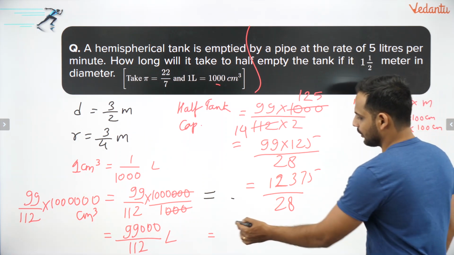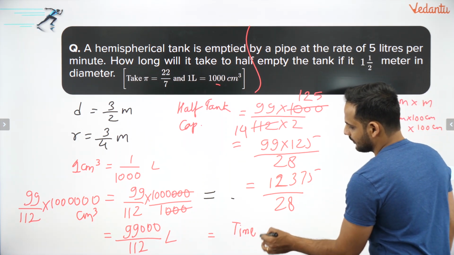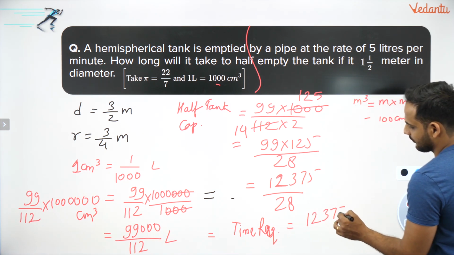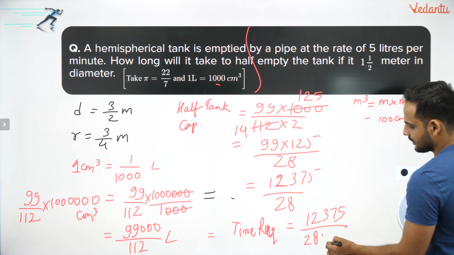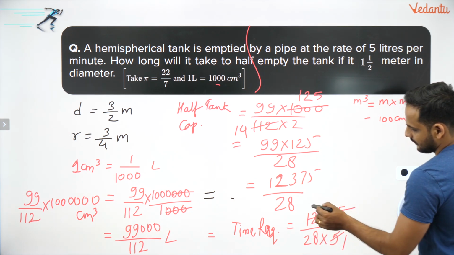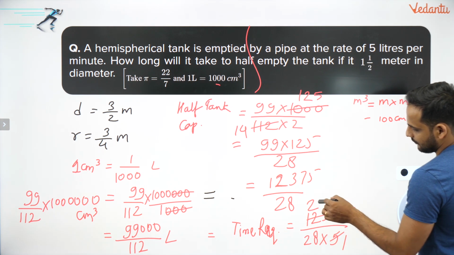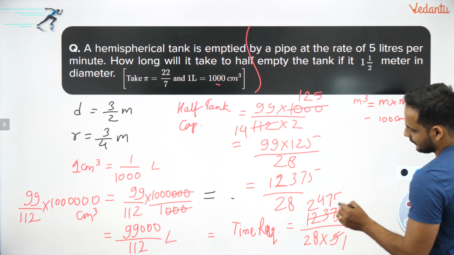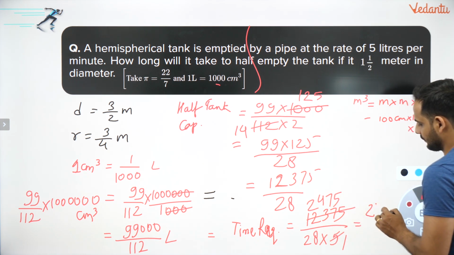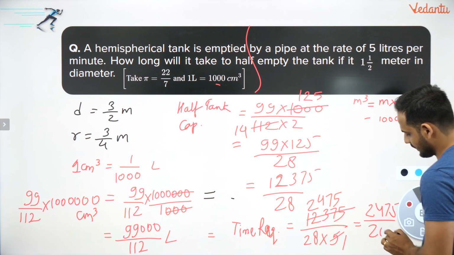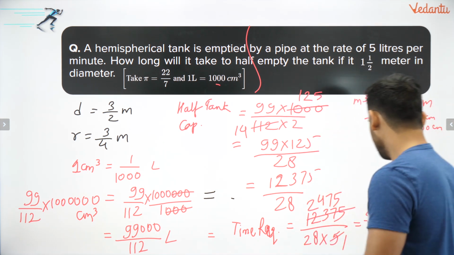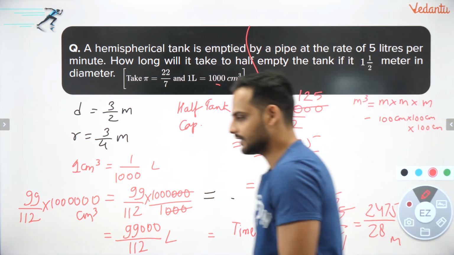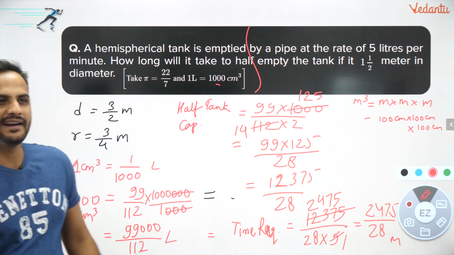So time required will be equal to 12375 upon 28 divided by 5. So 5 ones are 5, 5 twos are 10, then 5 fours are 20, 5 sevens are 35, 5 fives are 25. So 2475 by 28, and as an approximate answer, this many minutes will be required to empty the half tank. Very bad calculation, I would say.